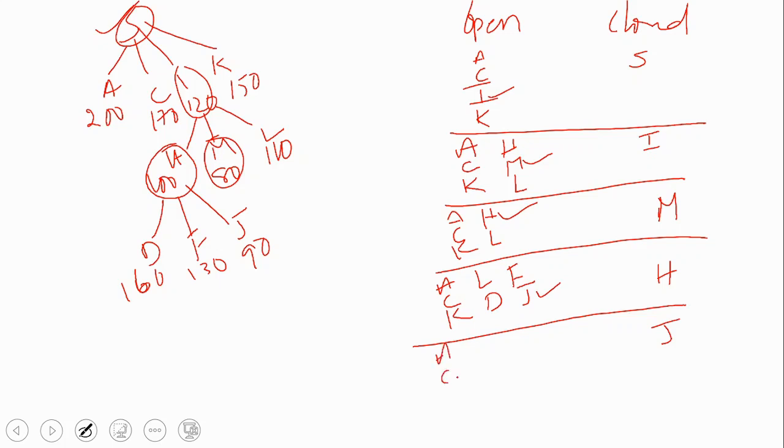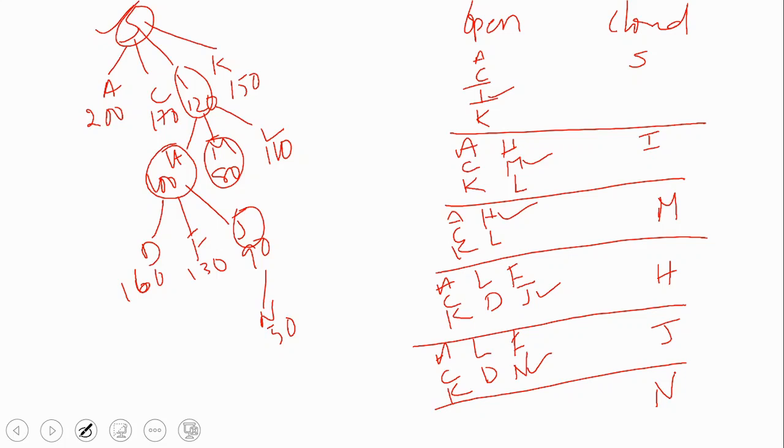Now we have A, C, K, L, D and F, and J is connected to N and H. H is already completed, so now we are adding N. N has heuristic value 50. Among all these, N has the least value. Now N will be moved, and it will repeat and so on.